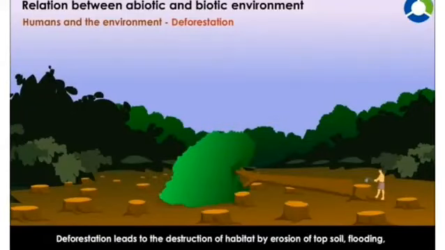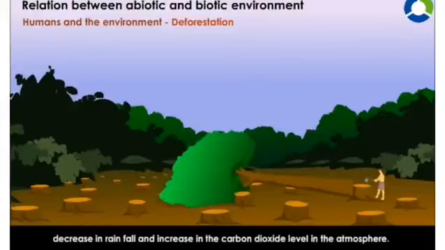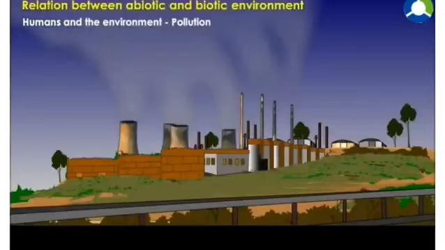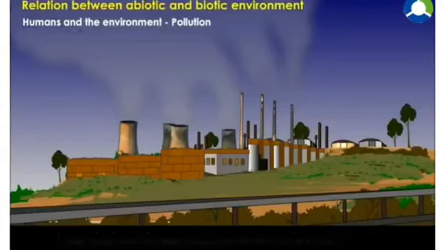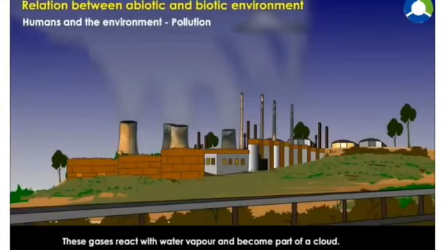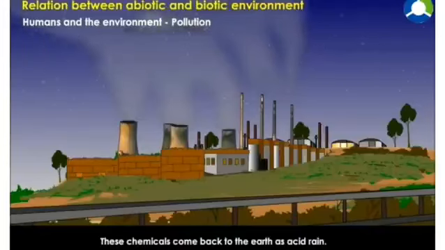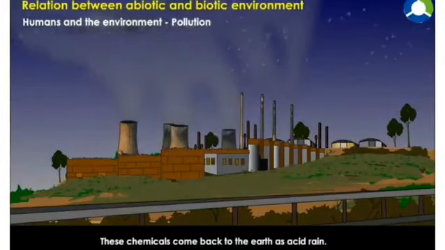Deforestation leads to the destruction of habitat, erosion of topsoil, flooding, decrease in rainfall and increase in the carbon dioxide level in the atmosphere. Humans are also polluting our motherland. The burning of fuels and emission of gases from industries, such as sulfur dioxide and oxides of nitrogen, cause air pollution. These gases react with water vapor and become a part of the cloud. These chemicals come back to the earth as acid rain.